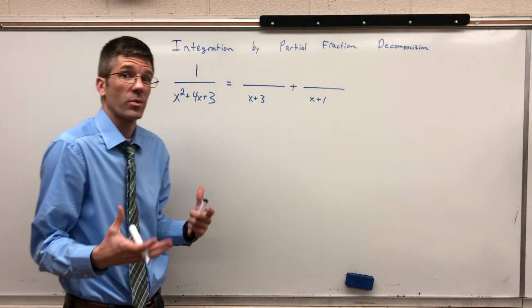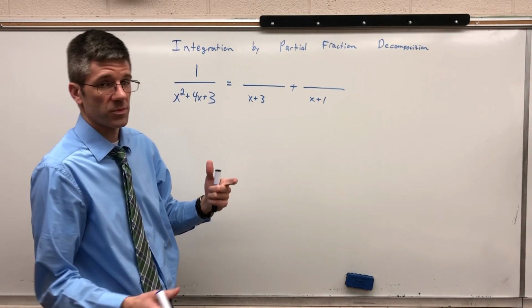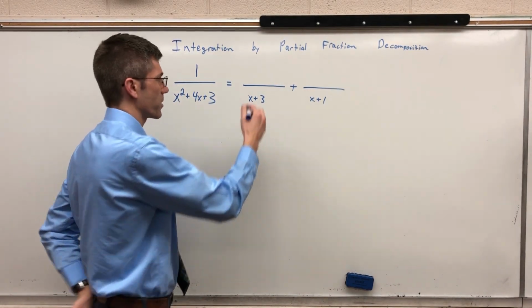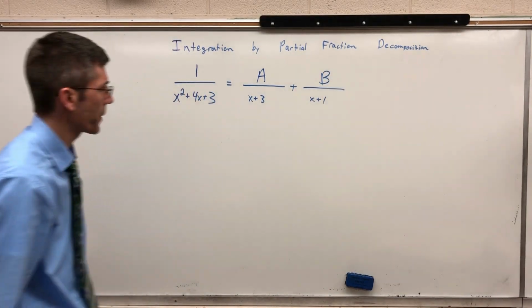So basically this is the problem we just did. Now we're just kind of undoing it. Now on this problem we have a number. On the last problem we had like 5x plus 23, but that's okay. So I don't know what that is. I'm going to call it big A. I'm going to call that big B. They usually use capital letters for these.